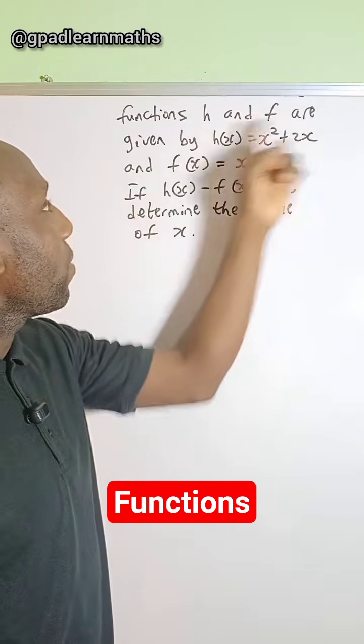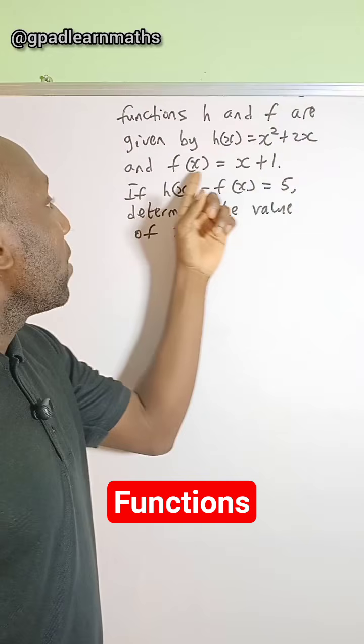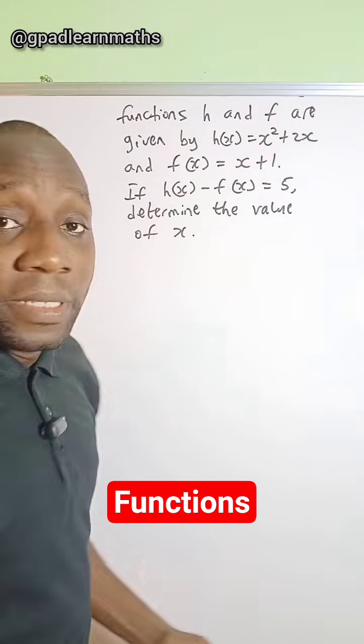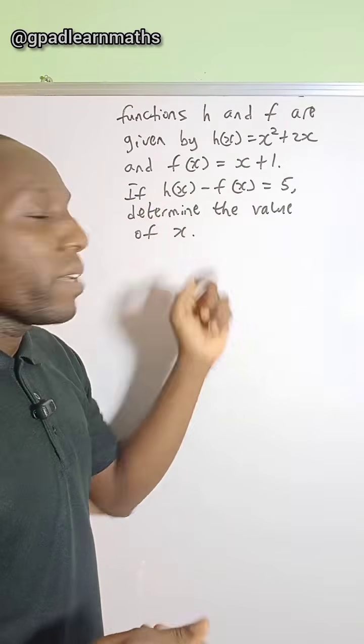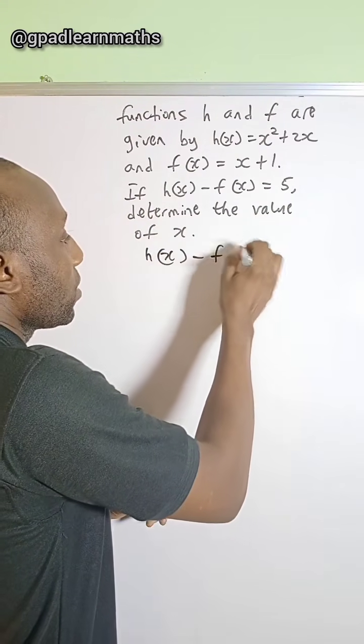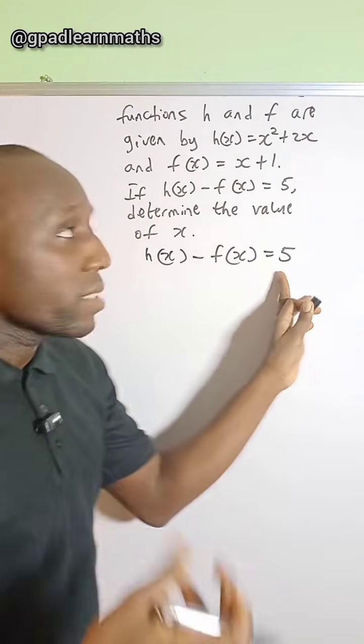Functions h and f are given by h of x is x squared plus 2x and f of x is x plus 1. So we were told that if h of x minus f of x is 5, determine the value of x. Now we have h of x minus f of x is equal to 5. So we're going to use this to determine the value of x.